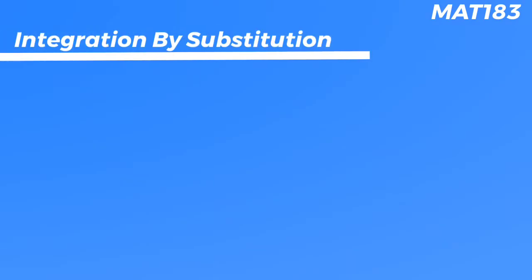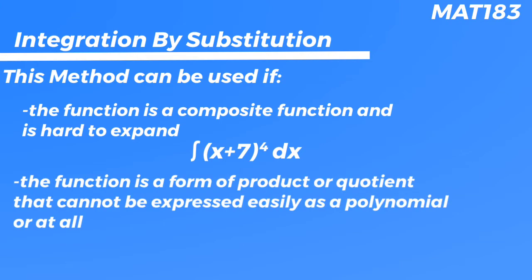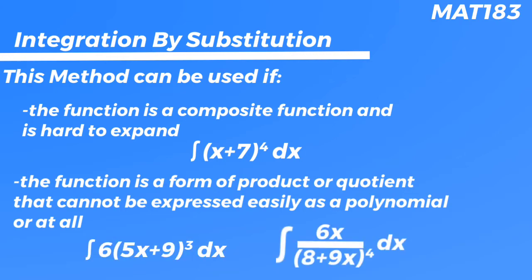Now we will explain another method of integration, which is integration by substitution. We use this method when the function is a composite function and it is hard to expand. Also, when the function is a form of product or quotient that cannot be expressed easily as a polynomial or cannot be expressed at all.